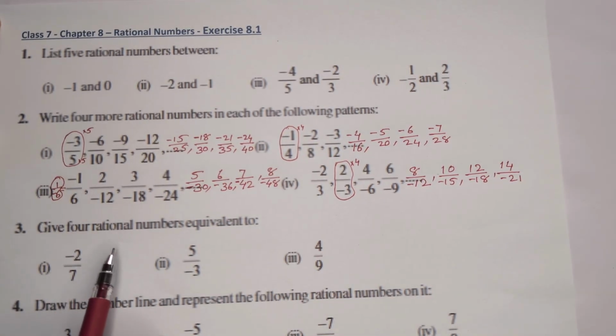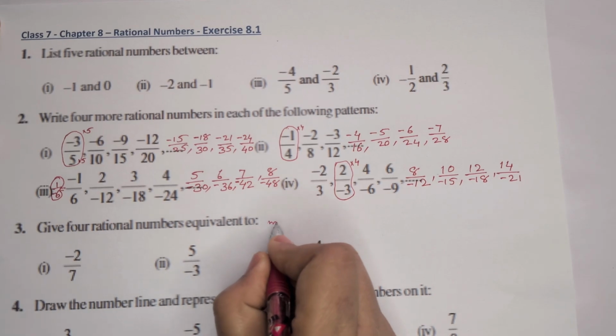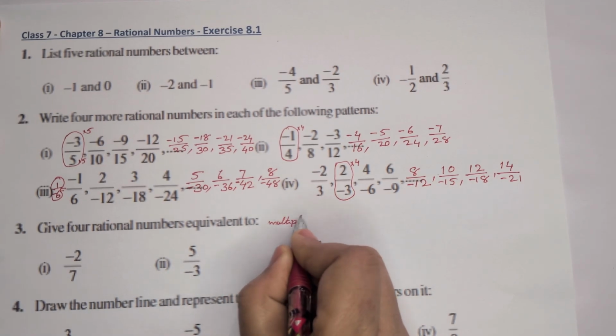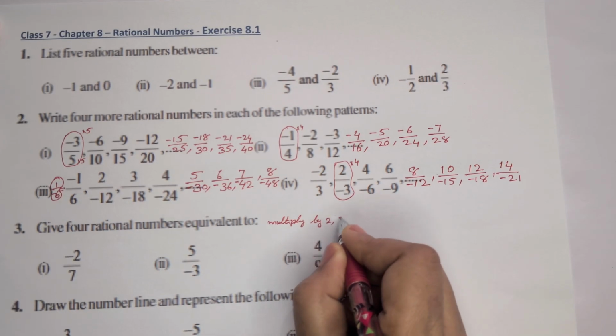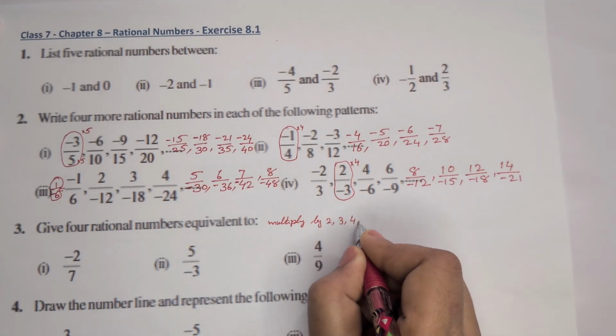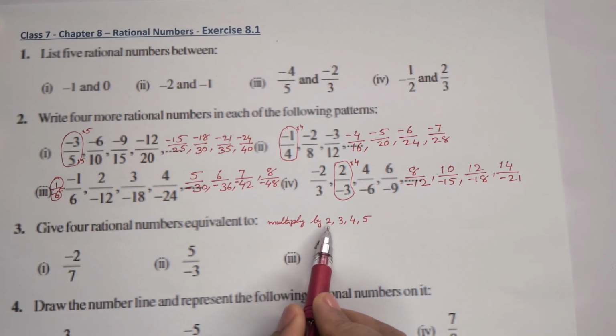Question number 3. Give 4 rational numbers equivalent to the first one, minus 2 by 7. To find the equivalent rational numbers, 4 rational numbers, the given rational number we can multiply by 2, 3, 4 and 5 to get the next numbers. So we will get 4 more.